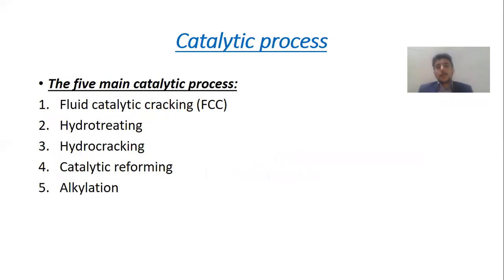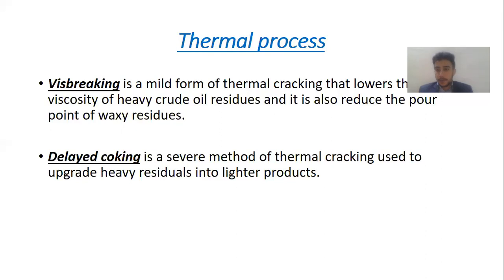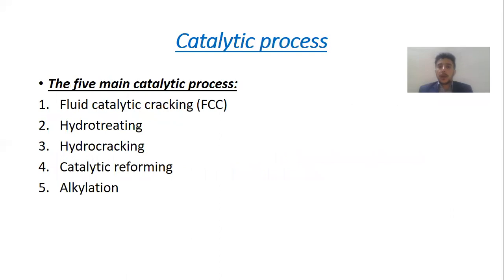And finally, we have five main catalytic processes. So we discussed the distillation process in the refinery, and also the thermal processes. We have two types of thermal process, visbreaking and delayed coking. And finally, we have another process in the refinery, which is the catalytic process. We also have many other processes in the refinery, but these are some of them. So the five main catalytic processes are these. The main target behind these catalytic processes is to produce gasoline. One of them is fluid catalytic cracking.